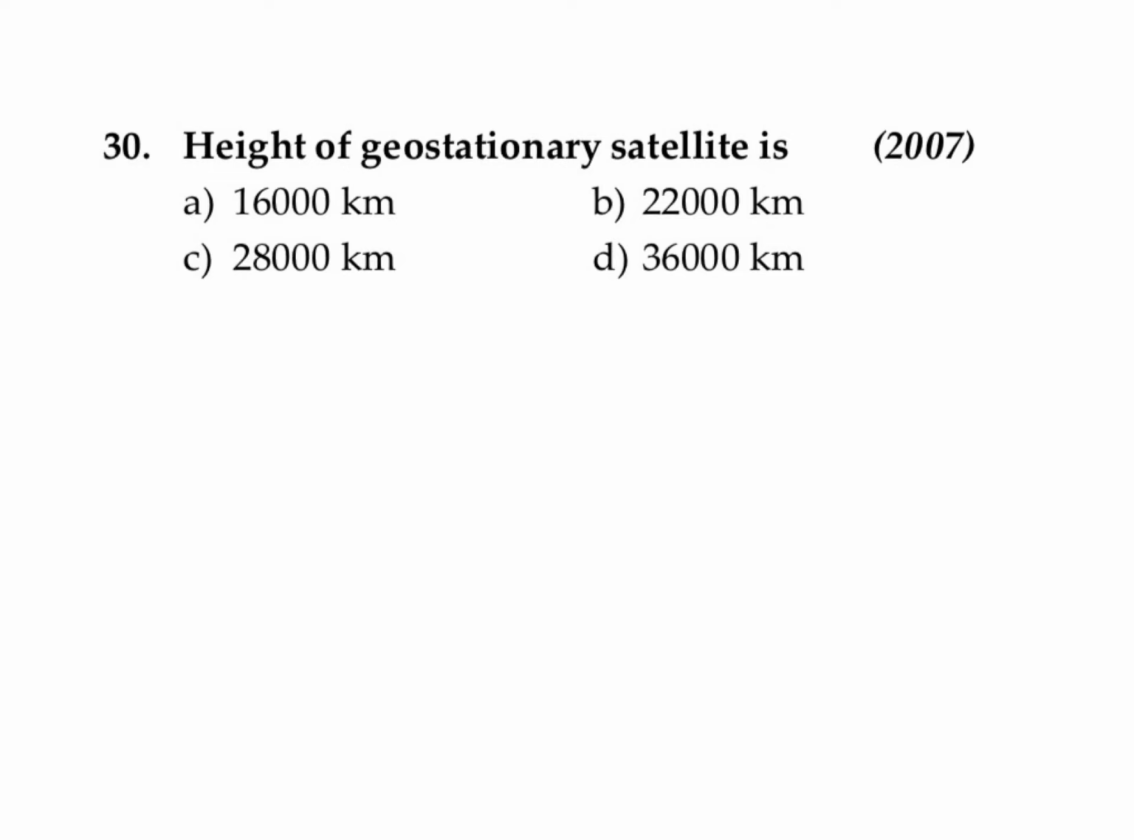Height of geostationary satellite is around 36,000 kilometers from Earth's surface. But we know that for a geostationary satellite, the value of time period is 24 hours. So while using this value, we can find it out, but the calculation is a little bit difficult.